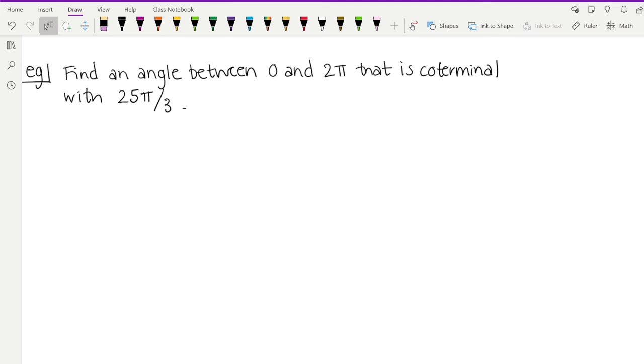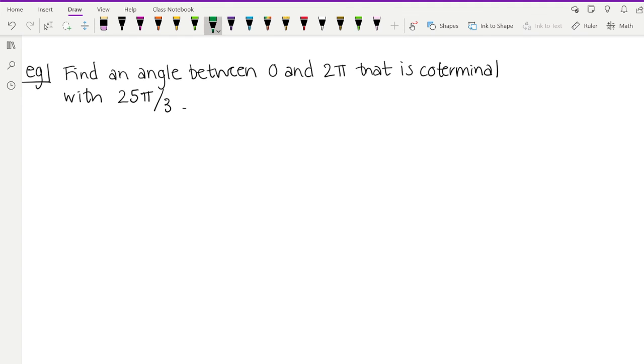So in other words, we want to find an angle between 0 and 2 pi, because those are kind of the nice ones, right? That's like just between 0 and 360. Those are kind of like the most normal seeming angles you can think of. So we want to find an angle in that range that is coterminal with 25 pi over 3. So how can we do this?